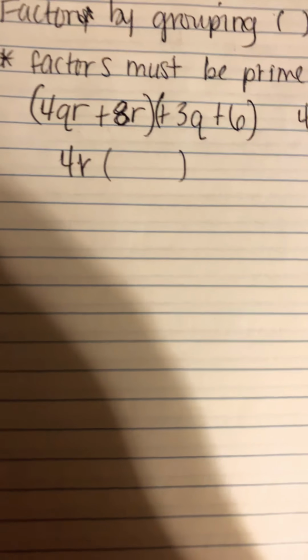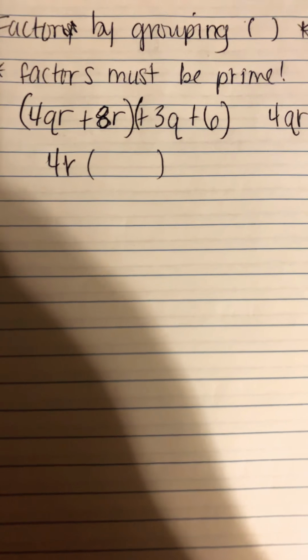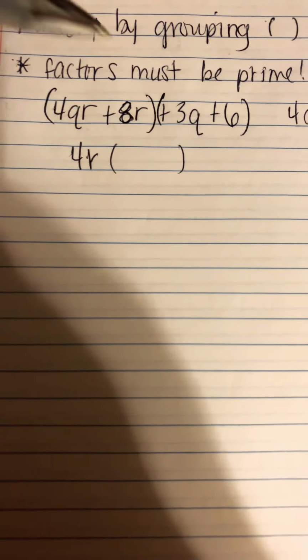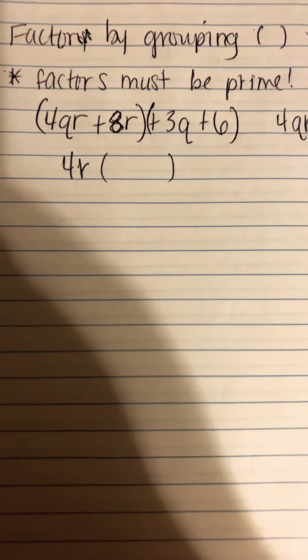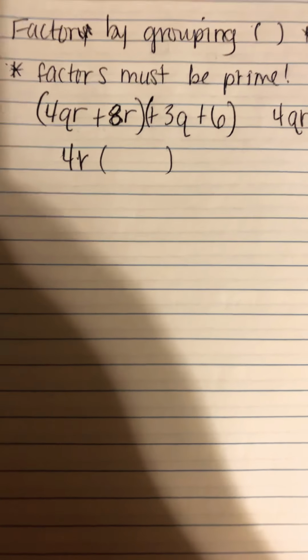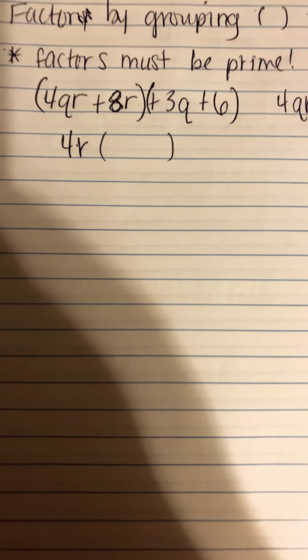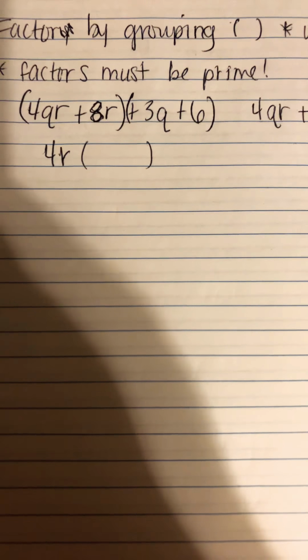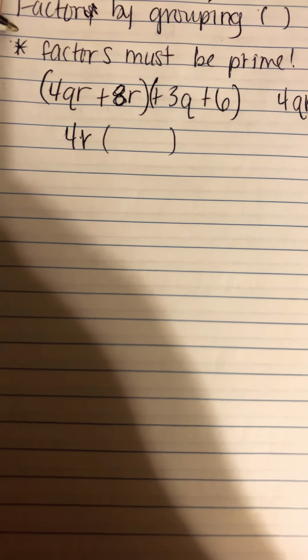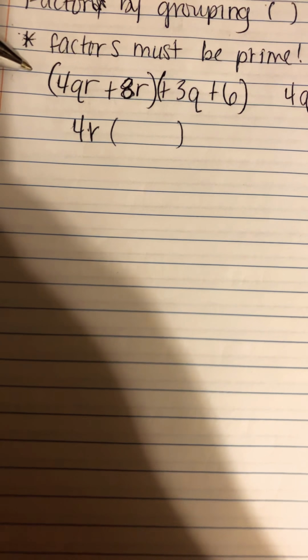Okay, back over here now. So what I've done is I've grouped the first 2 terms of the polynomial and the second 2 terms of the polynomial. And I've done that using parentheses. So that's your step 1, is to group the first 2 terms and the second 2 terms. Your step 2 is going to be to factor out a GCF from each set of parentheses.